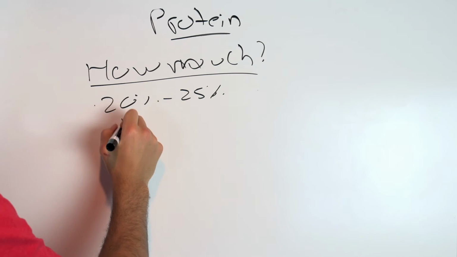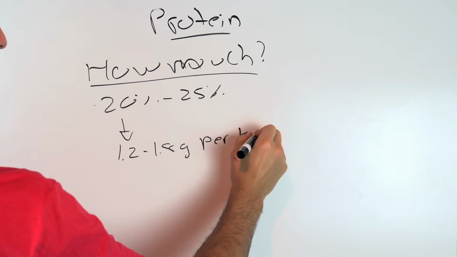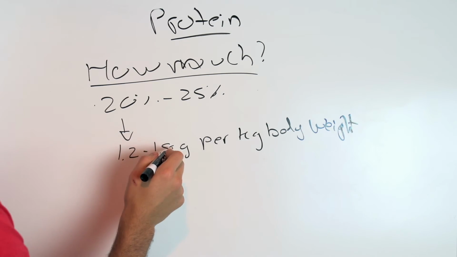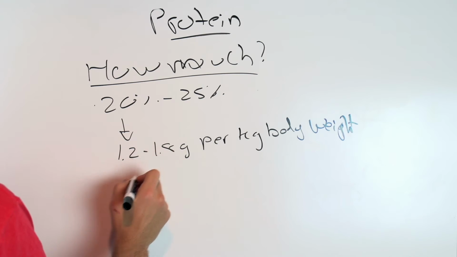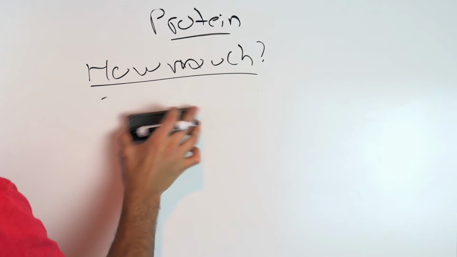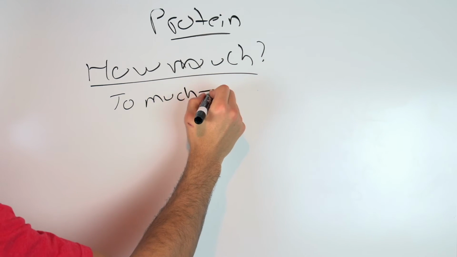How much should you guys consume? Around 20 to 25% of your total calories should come from protein. That should equate to around 1.2 to 1.8 grams per kilogram of body weight. Again, 1.8 is a very high number. I suggest sticking closer to the 1.2 number.